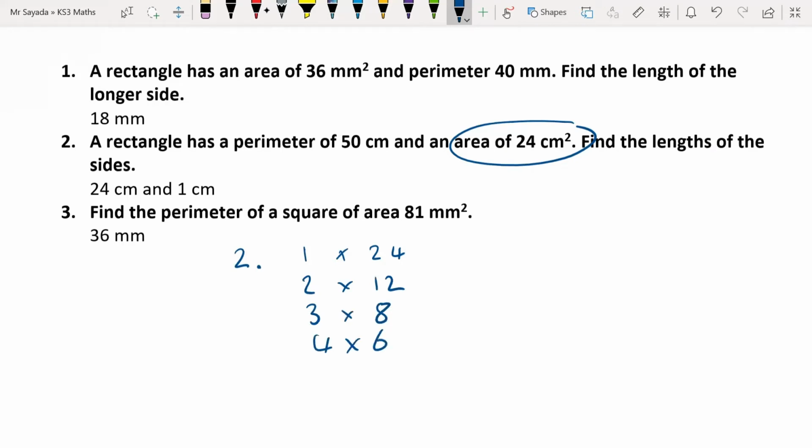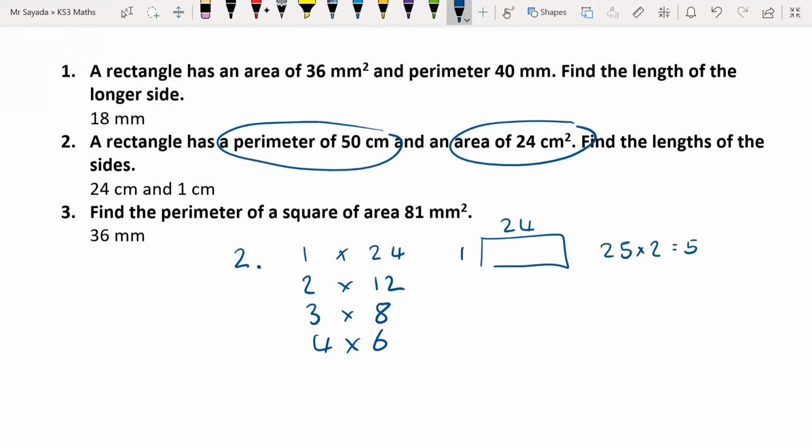I then say, which of these give me a perimeter of 50? So if you do 1 and 24, 24 plus 1 is 25, 25 times 2 is 50. So it's that one. I could just check the others don't work. So what would be the perimeter of that rectangle? Pause the video to work it out. Press play once you're done.